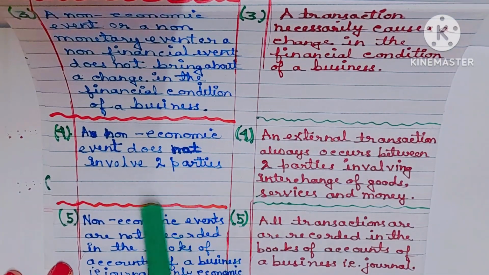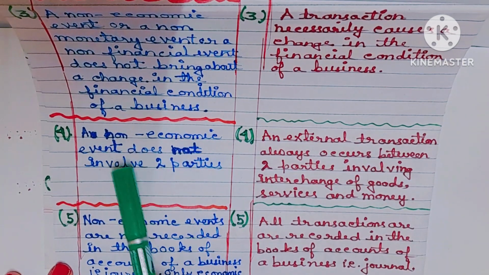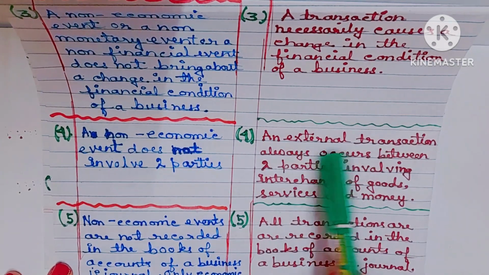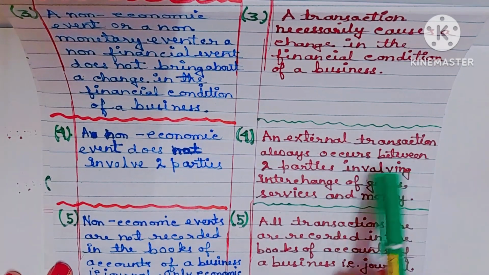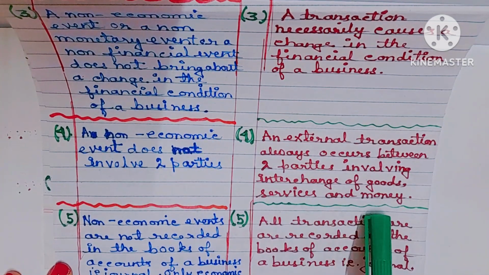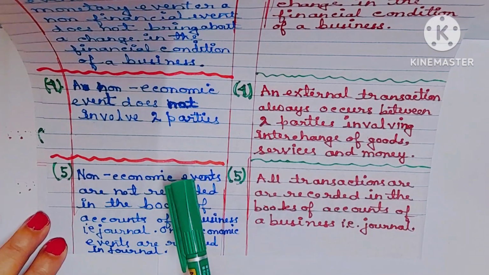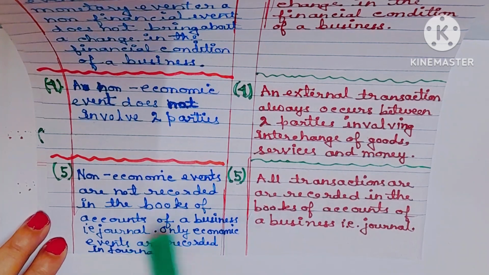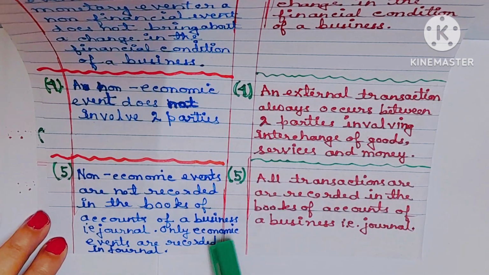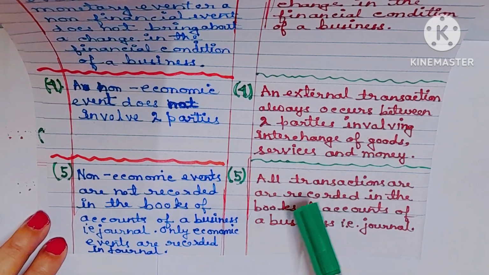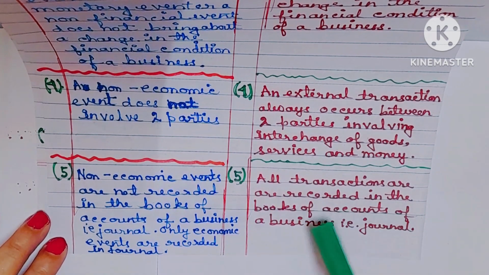Number four, event. A non-economic event does not involve two parties. Number four, transaction. An external transaction always occurs between two parties involving interchange of goods, services, and money. Number five, event. Non-economic events are not recorded in the books of accounts of a business, that is journal. Only economic events are recorded in journal. Number five, transaction. All transactions are recorded in the books of accounts of a business, that is journal.